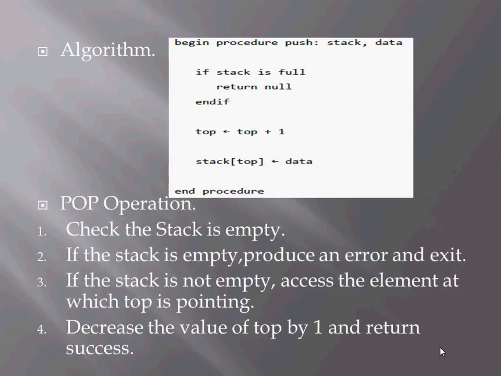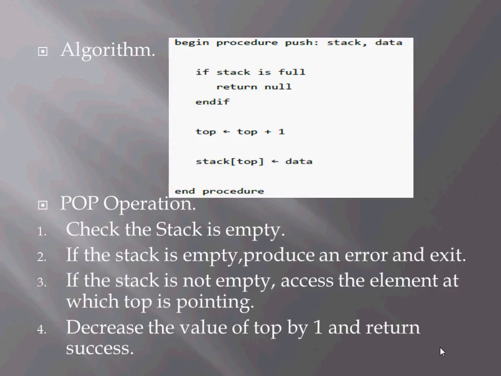Next, pop operation. Check if the stack is empty. If the stack is empty, produce an error and exit. If the stack is not empty, access the element at which top is pointing. Decrease the value of top by 1 and return successful. The point here is, if the stack is empty, there is no element, so how could you erase or access an element? This is not erasing, this is accessing the element.